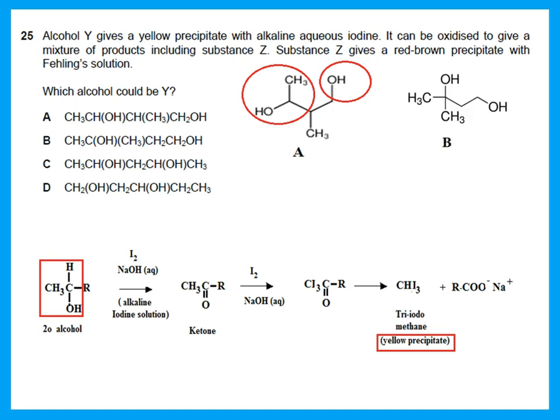Let's look at the others. B has a tertiary OH. It doesn't have that group that forms a yellow precipitate with alkaline aqueous iodine. It has a primary alcohol, yes, but it will not give a yellow precipitate with the alkaline aqueous iodine. C will not, D will not, and that means my answer is A.